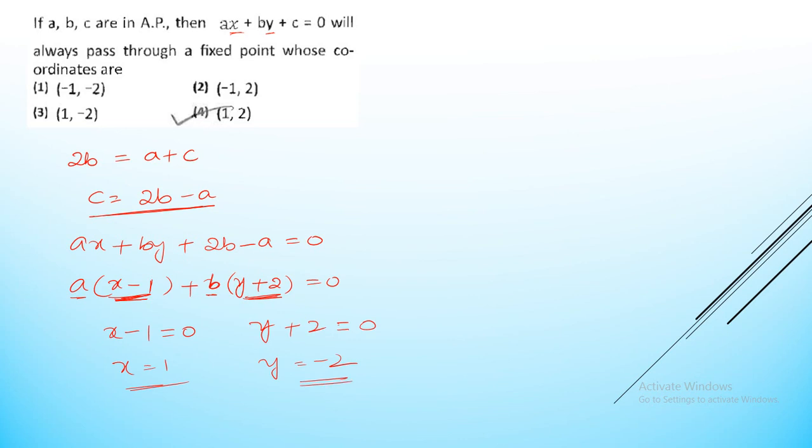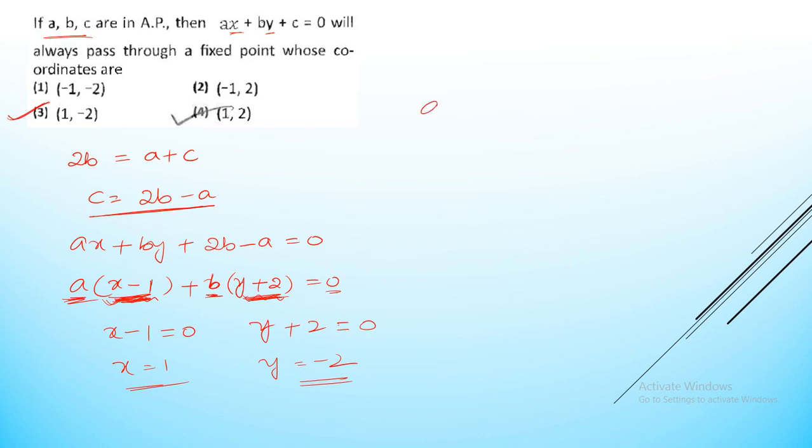Otherwise, what we can simply say, here A times of x minus 1 plus B times of y plus 2 is equal to 0. Since A, B, C are in AP, A and B are some real numbers. So they can't be equal to 0 because they are following arithmetic progression. So the only possibility is that x minus 1 is equal to 0 and y plus 2 is equal to 0 at the same time. So from that we can say x is equal to 1, y is equal to minus 2. So option 3 is my answer.